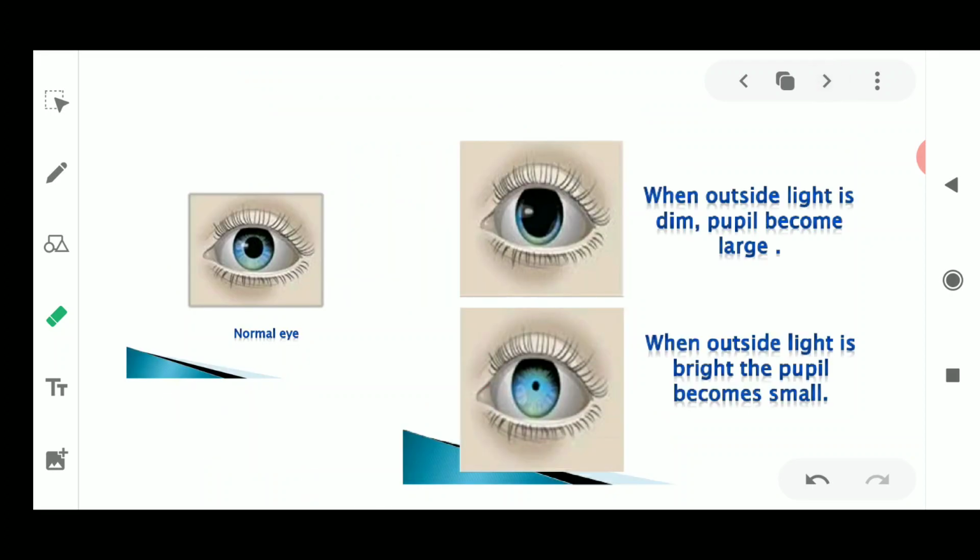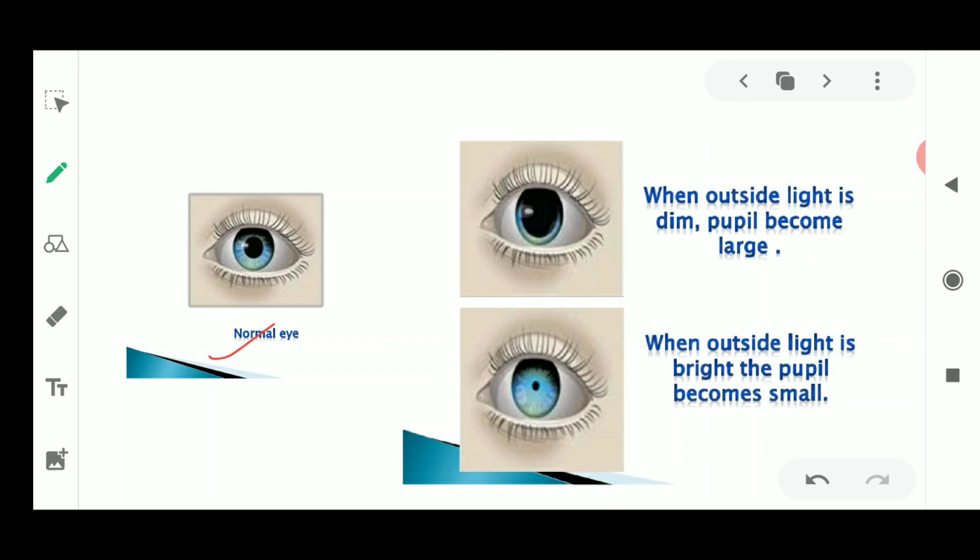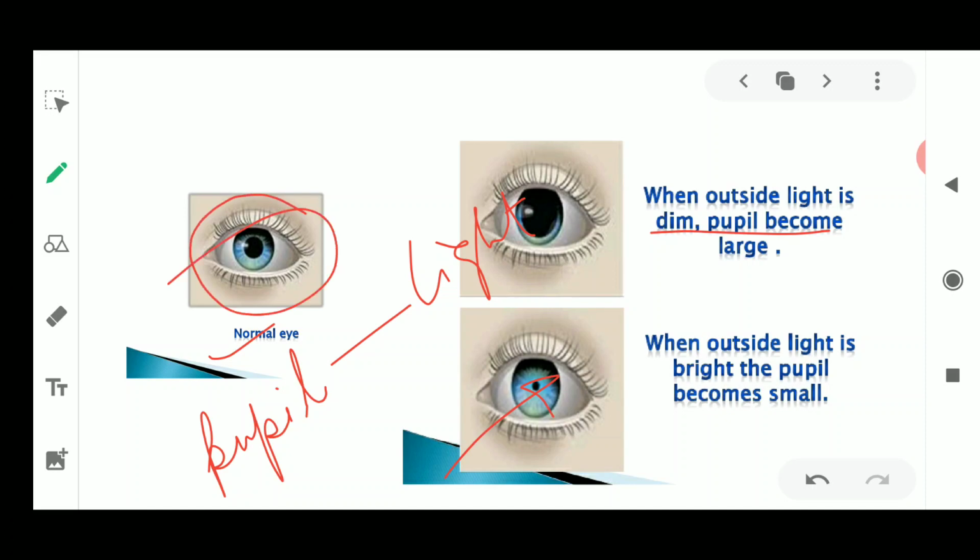Okay, now we move on to the next slide, and this is again another capability of the power of the human eye. This is the first picture, which shows the diagram of the normal eye, and the next shows how the pupil is changing. The size of the pupil, the hole present at the center of your eye, is responsible for passing light from the source inside your eye. The normal eye looks like this in the first picture.